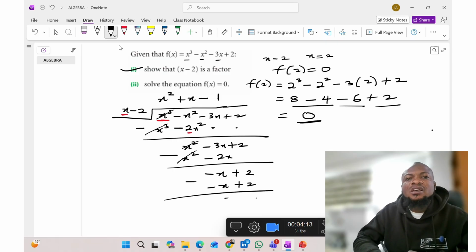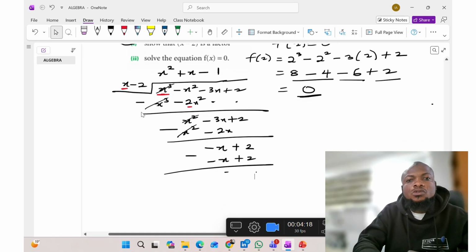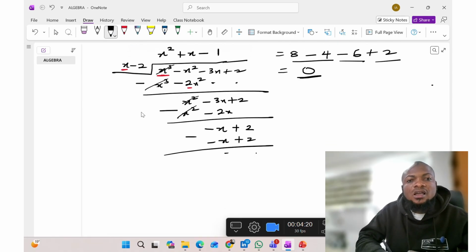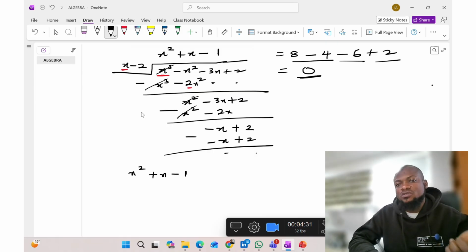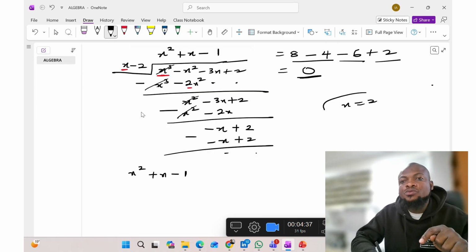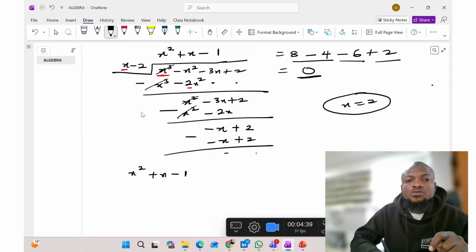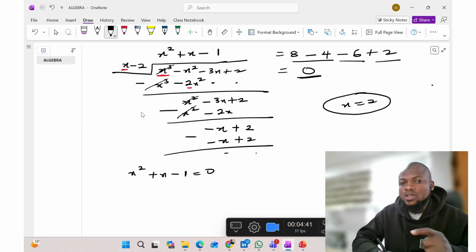That implies that the quotient is x squared plus x minus 1. So you now solve x squared plus x minus 1 to get the other two factors. Okay, or to get the other two solutions, because we know that a solution is x is equal to 2. To get the other two, we solve this quadratic equation to get the other two solutions. I hope this is understood.